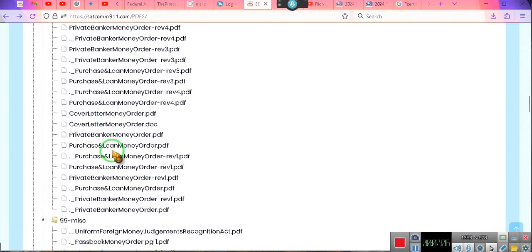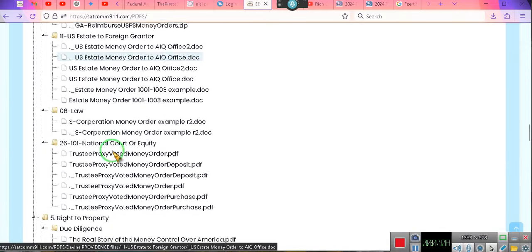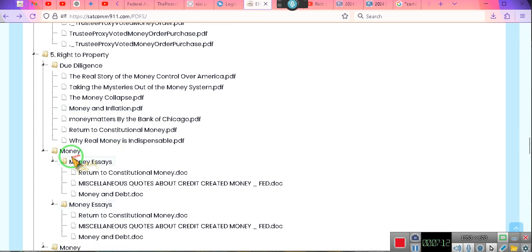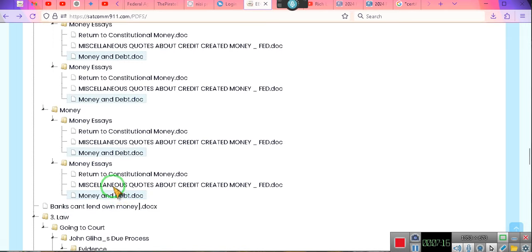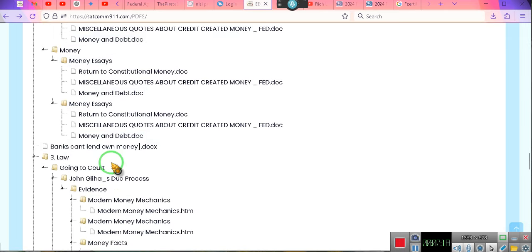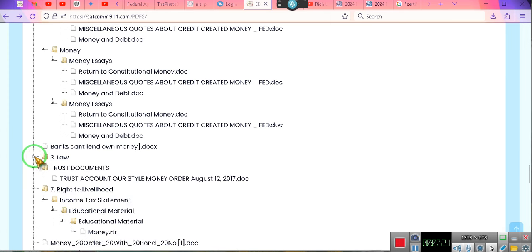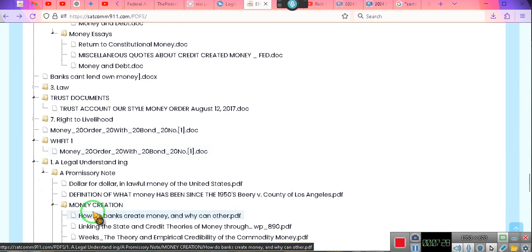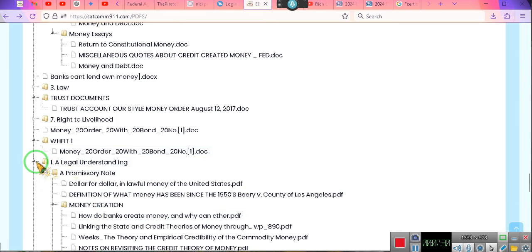Valuation of debt instrument? I didn't know. Okay, I know it was after law and divine before. There it is. See, that's the first one, money. That's why I said you can't put in money, because it won't take you to the folder. Okay? Banks can't lend their own money. They can't lend their own credit is what it is. Not that they can't lend their own money. They can't lend their own credit. Legal understanding. There it is, money creation. This is the folder we're looking for.